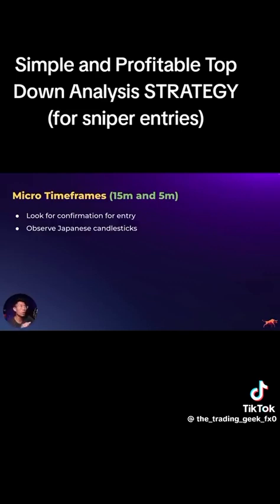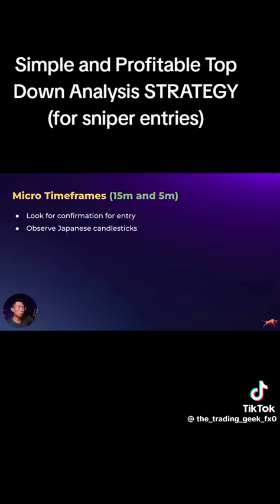So this is where you go down to the micro time frames, 15-minute and 5-minute time frame. I will advise the 15-minute time frame for intraday traders or even swing traders. And then the 5-minute time frame is mostly for scalpers who are getting in and out of the market fast, like within 30 minutes or within 1 hour. So this is where you look for confirmation for your entry.